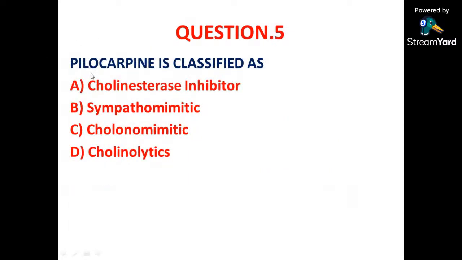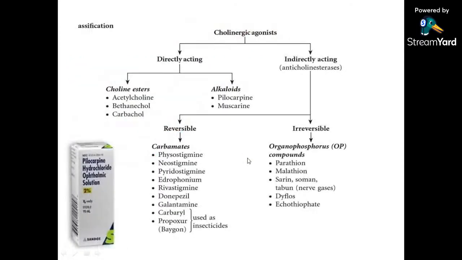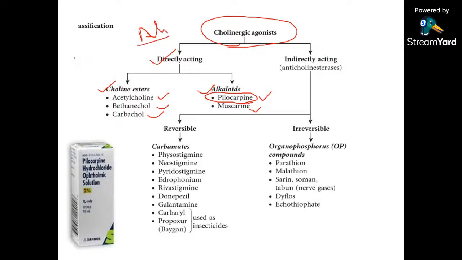Now, the last question. Pilocarpine is classified as. To answer this, let me tell you some important points. In today's class, I was explaining the classification of cholinergic agonists. In cholinergic agonists, we have direct acting drugs: choline esters and alkaloids. In choline esters, we have acetylcholine, methacholine, and carbachol. And in alkaloids, we have pilocarpine and muscarine. So pilocarpine comes under directly acting cholinergic agonists. Pilocarpine is a cholinergic agonist which will show the actions of acetylcholine on muscarinic receptors.